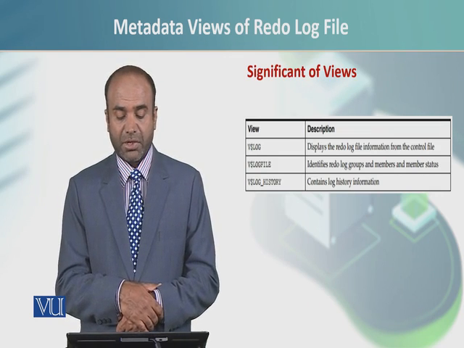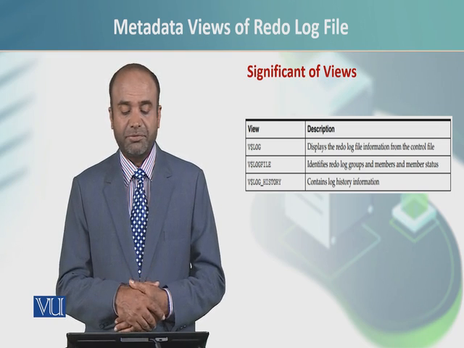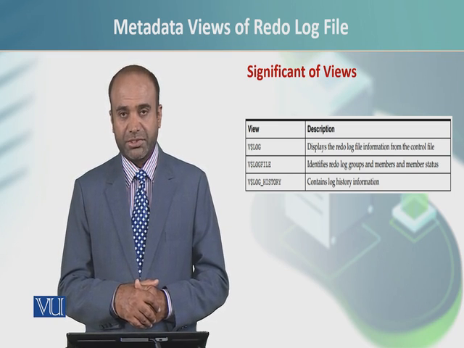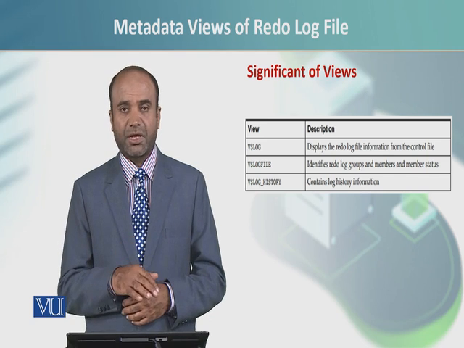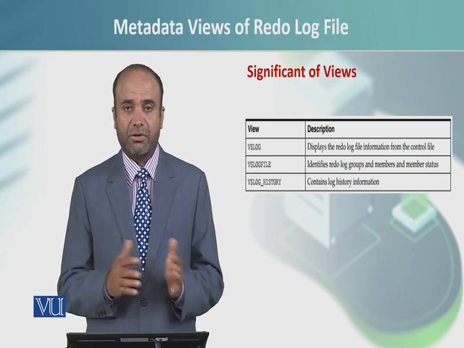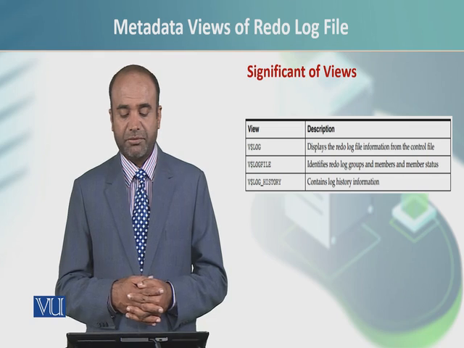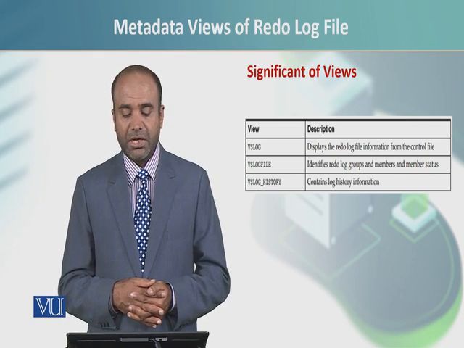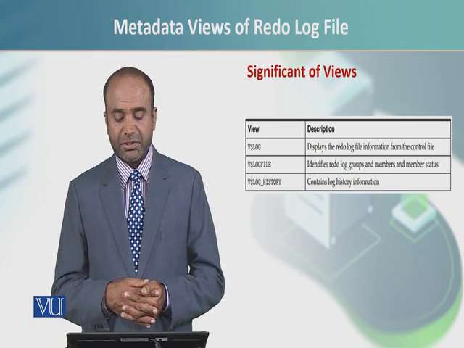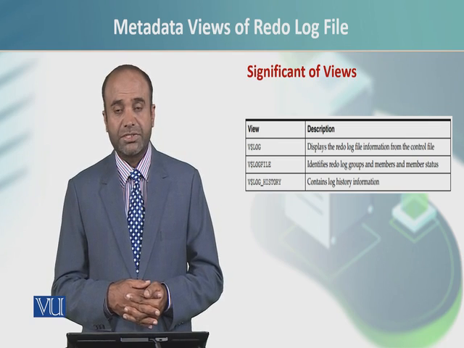What are the major significant views available for us? These three are the dynamic views, called v$log, v$logfile, and v$log_history. You can run the command describe on v$log or v$logfile, and it will give you columns. From those columns, we can see information. For example, the first view displays the redo log file information from the control files, identifies redo log groups and member status, and contains log history information.